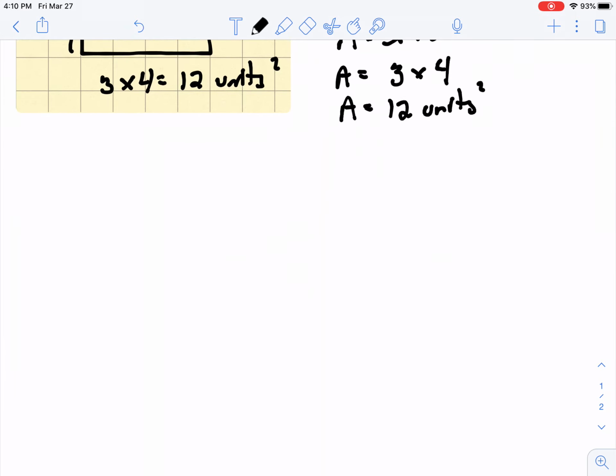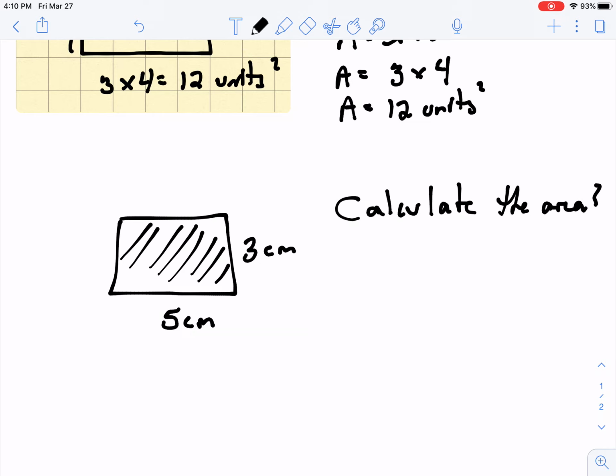So now all of a sudden I can start getting shapes like this, like a rectangle, and I'm just going to focus on rectangles today. And if I said, hey, this was 5 centimeters, and I said this was 3 centimeters, I could ask you things like calculate the area. Well, if I'm asking you to do that, what I'm basically looking for is the space inside that shape. So everything that we circled.